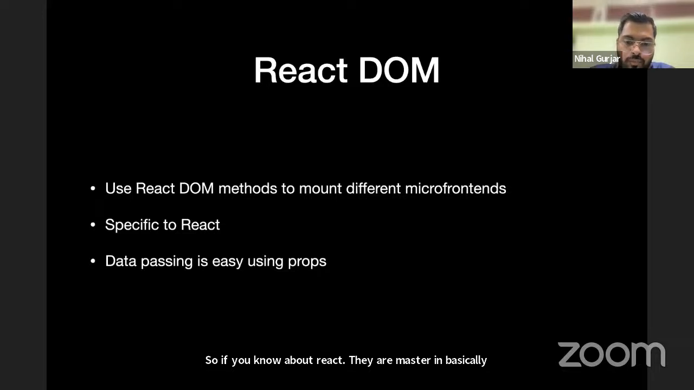So if you know about React DOM, it has render and all those methods, right? And then whatever application you want to mount, basically use React DOM only. It has a different virtual DOM altogether, right? So if you're using React altogether, you can use React DOM to basically mount different micro frontends. It's specific to React only, and data passing is also very easy using props.